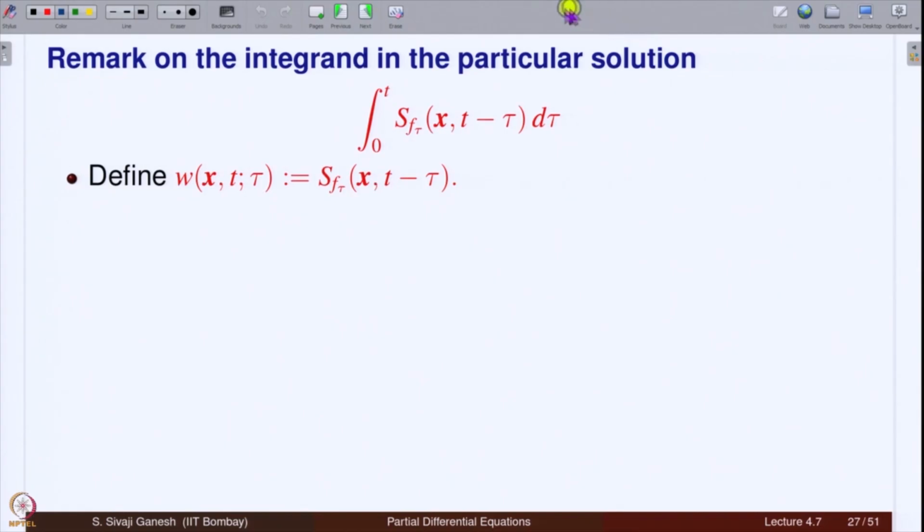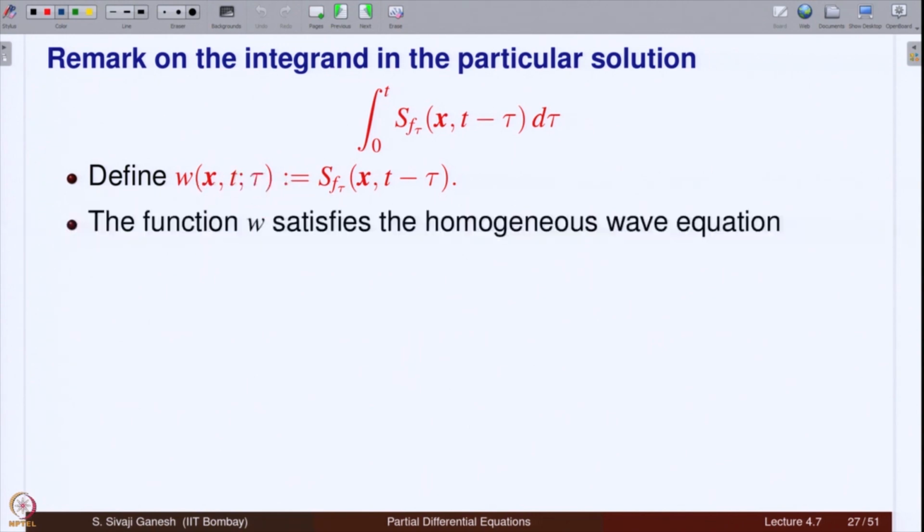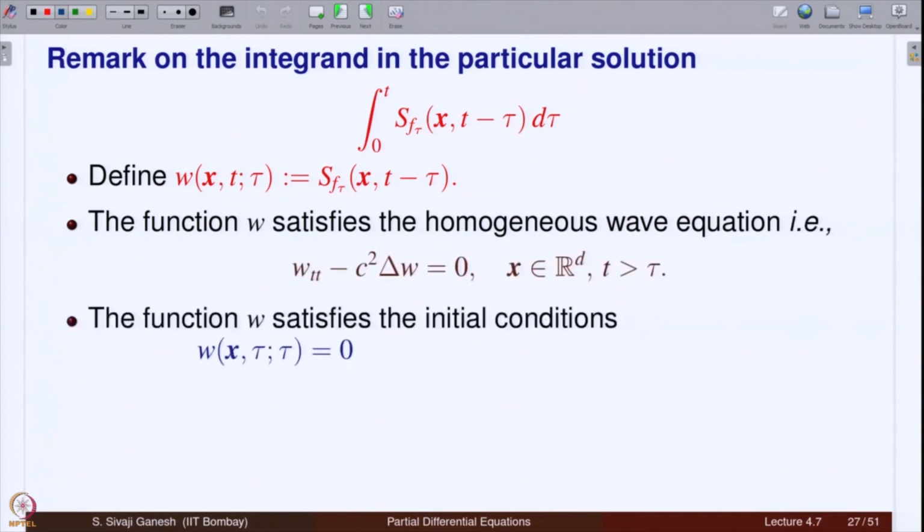So, as before we already introduced this in the context of ODEs. So, integrand you call it as w of x t comma tau, then the function w satisfies homogeneous wave equation and it satisfies initial conditions: when t equal to tau, w is 0 and the derivative of w when t equal to tau is f of x tau. So, in other words, you see this is a superposition of solutions to the homogeneous equation with initial data which is tailor made using the source terms. This explains Duhamel principle.